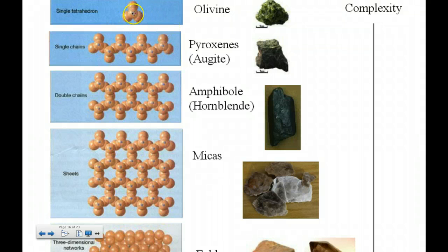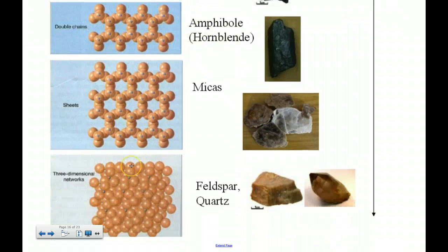They can be just single tetrahedrons together, which would make olivine. They can be in chains where they're bonded. Instead of having four oxygens for each silicon, they share one of those oxygens and they make a chain. Sometimes they make double chains, these are amphiboles, and sometimes they make sheets, and that's why these micas split along flat planes that you'll see in the lab.